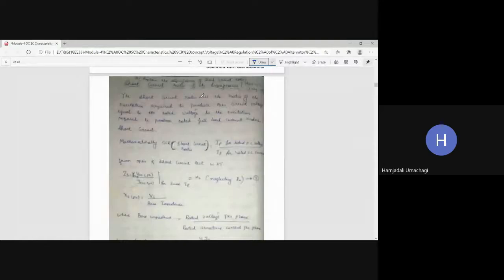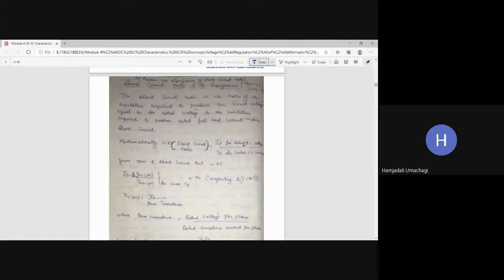Short circuit ratio is the ratio of the excitation required to produce open circuit voltage equal to the rated voltage, to the excitation required to produce rated full load current under short circuit. Mathematically, SCR is given by IF for rated open circuit voltage upon IF, the field current for rated short circuit.